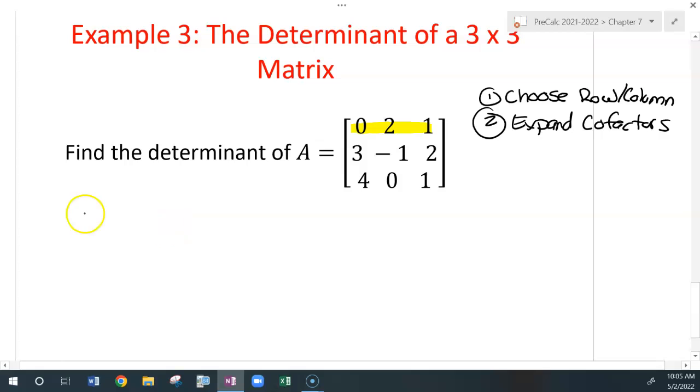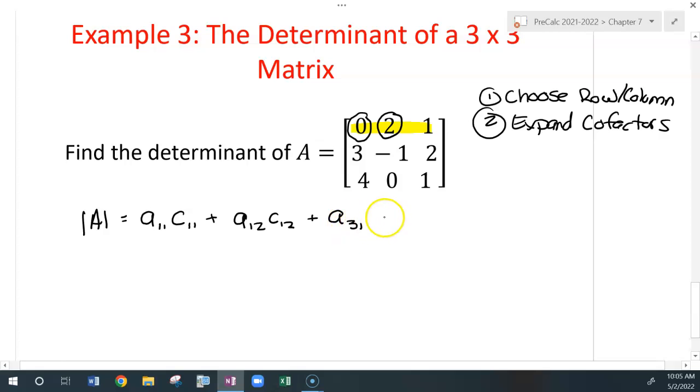is my determinant of A is going to equal A11 times C11. So that means my element in the array times the cofactor for that element. And I'm going to add it to A12, C12. That's this one, this element times its cofactor. And then A13, C13. And I only have to do it for that row that I chose. If I chose a column, I would do the same thing, but using the column.